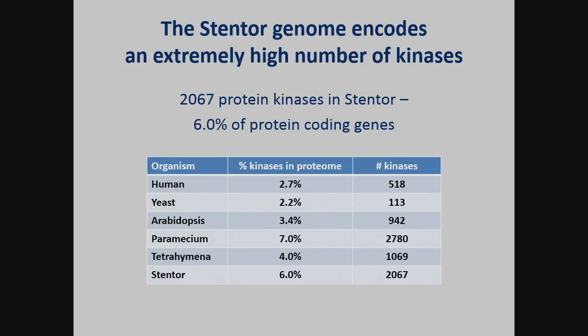So I've used HMMER and BLAST to take all the protein coding genes and look for kinase domains. And what I find is that Stentor encodes over 2,000 protein kinases, which is a total of 6% of all Stentor's protein coding genes. So this is a huge complement compared to metazoa and yeast, and even plants. But when we look at kinomes of other ciliates, Stentor's numbers are in keeping with Paramecium and Tetrahymena.